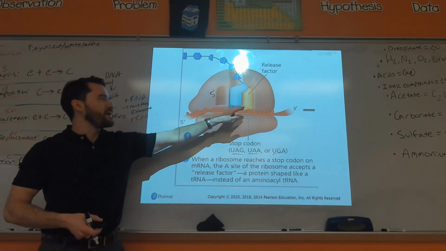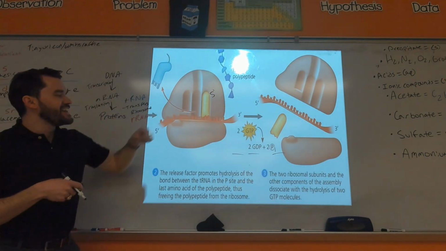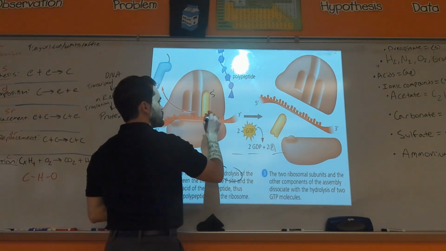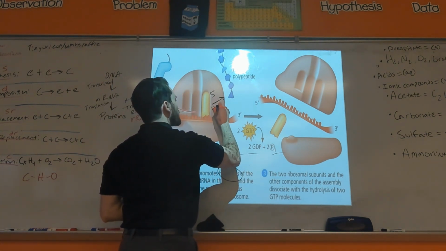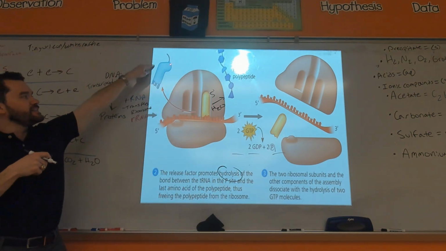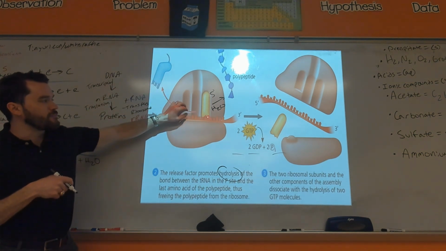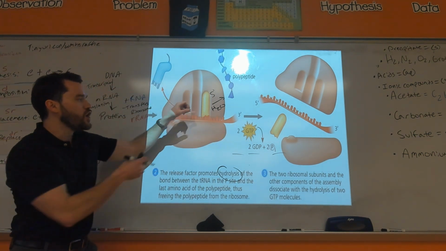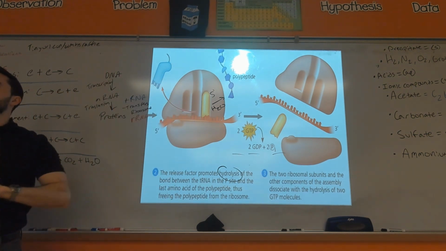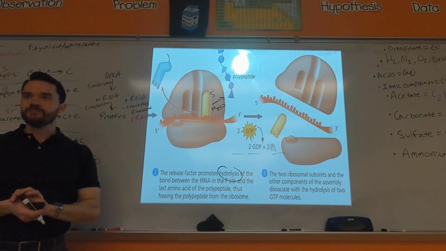Once this binds in, this release factor will cause the addition of water. So you have hydrolysis. This will cause the addition of water to this polypeptide that will break it apart from this tRNA. And then this release factor, using energy of GTP, will cause the large and small ribosomal subunits to break free from the mRNA. Then we know we're done, once you hit that stop codon.